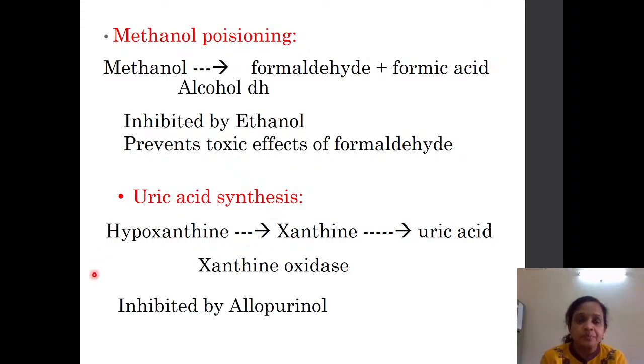Here, hypoxanthine will get converted to xanthine, then xanthine to uric acid. For this reaction we have a common enzyme called xanthine oxidase. Now this xanthine oxidase is competitively inhibited by allopurinol. So as a result, what will happen? The reaction will halt at hypoxanthine, and there is no formation of xanthine and no formation of uric acid. So it is competitively inhibited by allopurinol.